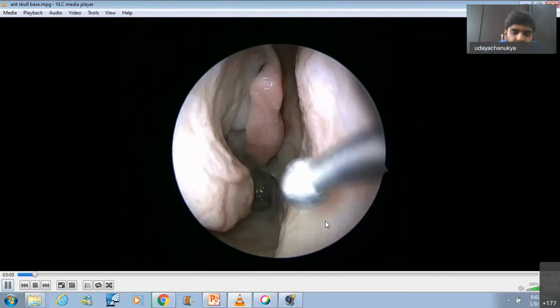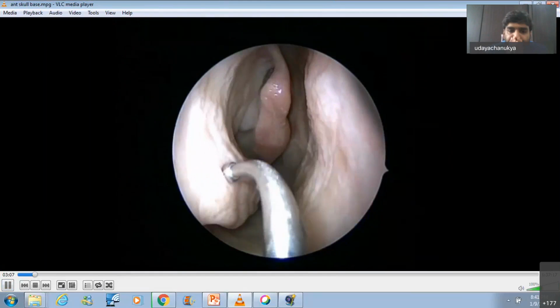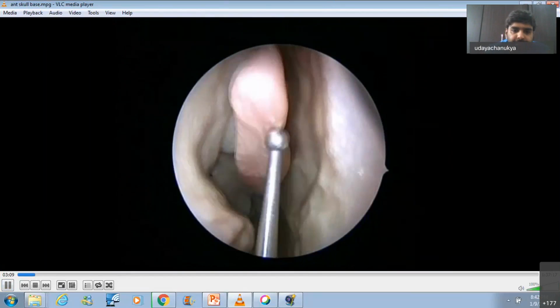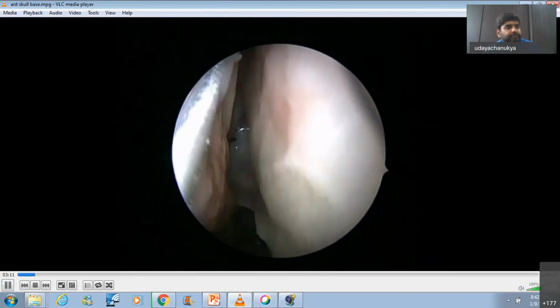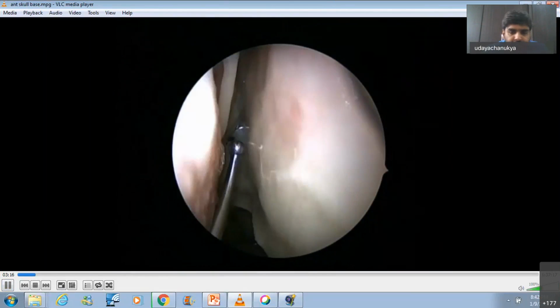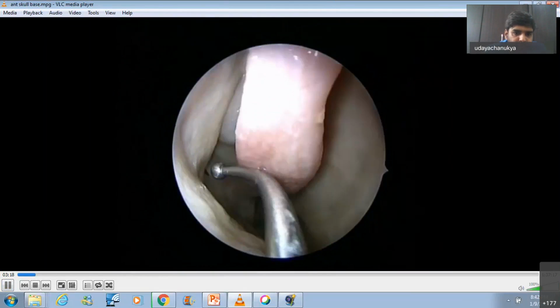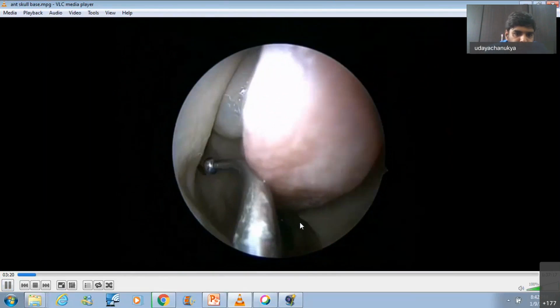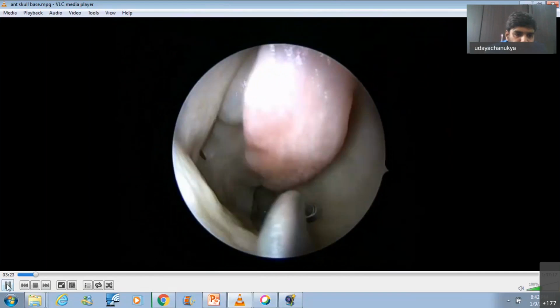Using a 0-degree telescope, and this is the aircraft technique. The landmarks being the inferior turbinate, the middle turbinate, and the superior turbinate. The sphenoid os can be seen in your picture. That's the axillary ostium which can be seen there.